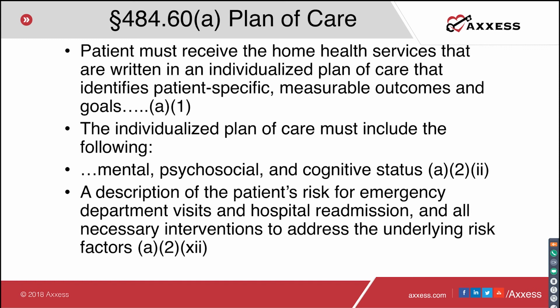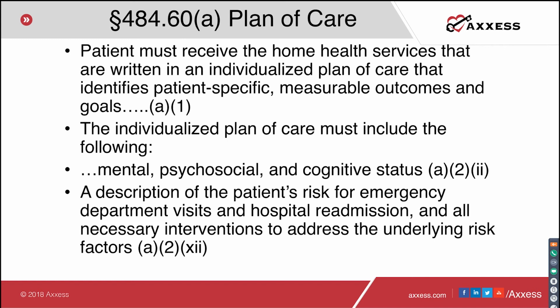We see that the mental, psychosocial, and cognitive status that we just saw in the comprehensive assessment is now part of the plan of care standards. So that's going to have to flow over on your plan of care as well. And then the last bullet point here, we see a description of that patient's risk for emergency department visits or hospital readmission, and all the necessary interventions to address that underlying risk factor have to be included on your plan of care.